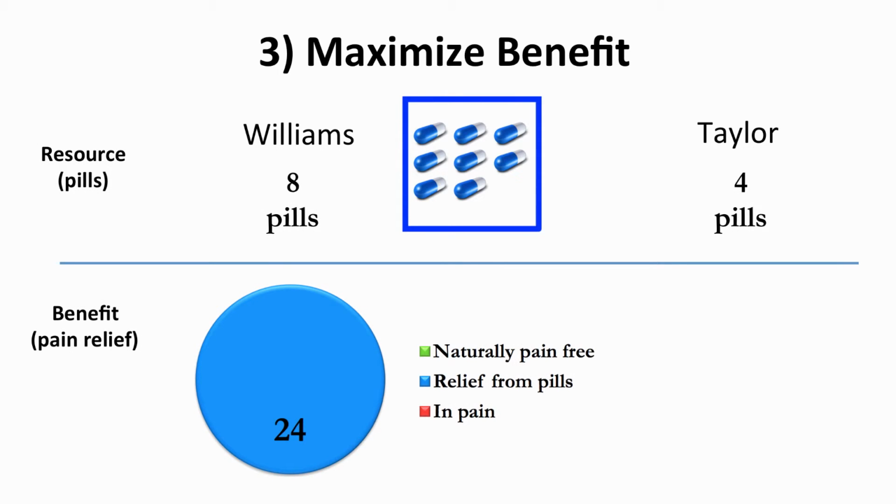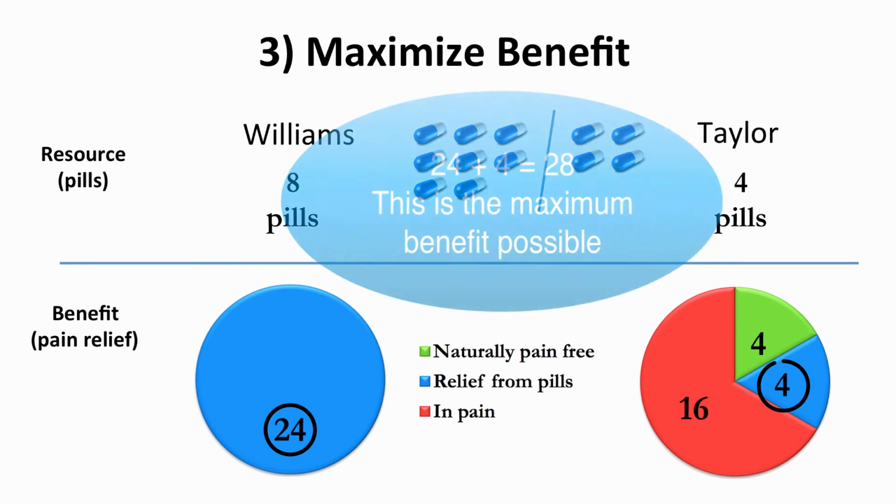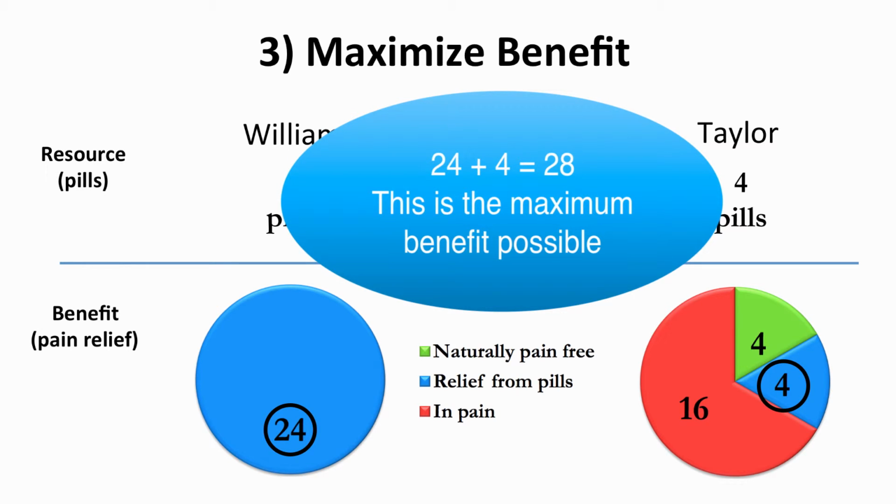8 pills for Williams at 3 hours of pain relief per pill will provide him with 24 hours of complete pain relief. Giving him any more pills would just be wasted, so we give the rest of the pills to Taylor. When we give the remaining 4 pills to Taylor at 1 hour of pain relief per pill, Taylor receives 4 hours of pain relief from the pills. In total, they receive 24 plus 4 equals 28 hours of pain relief. This is the maximum amount of benefit possible with this supply of pills.